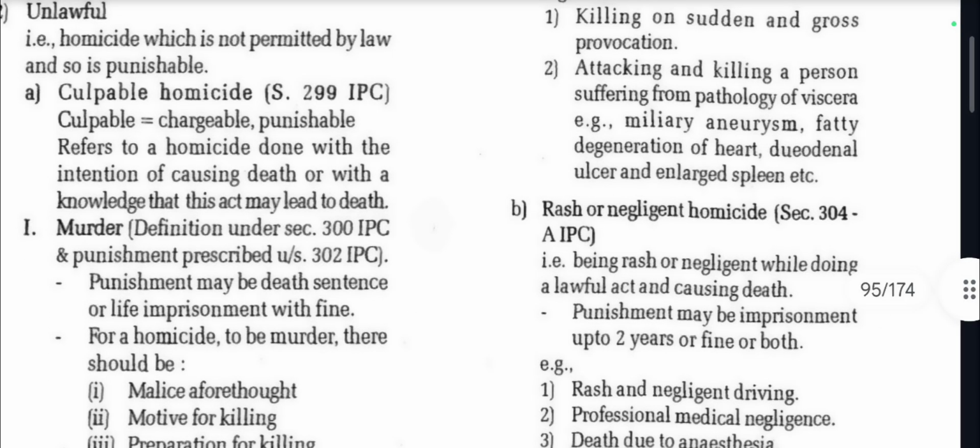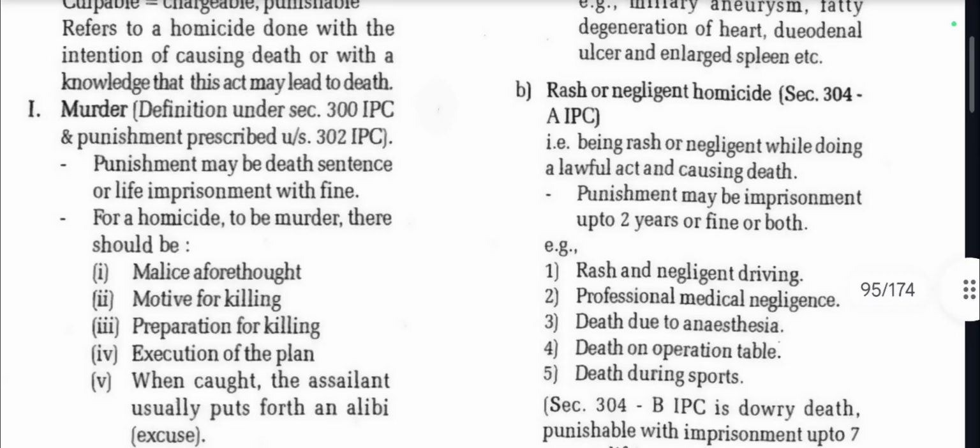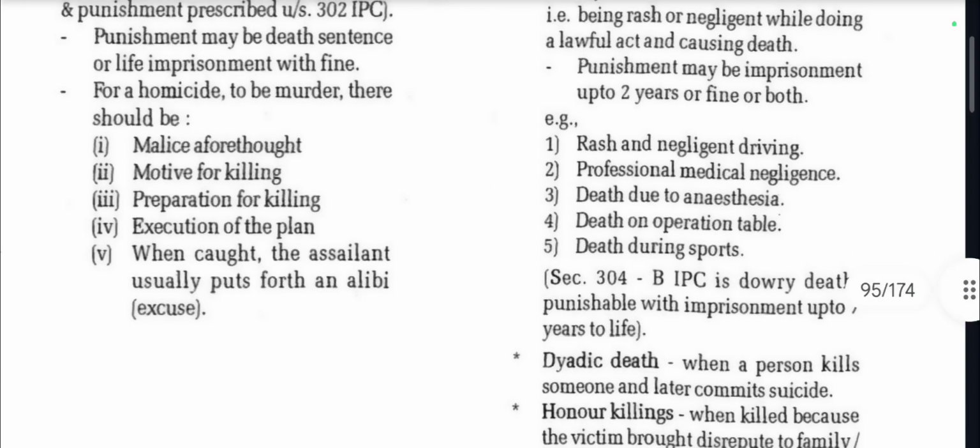What about rash or negligent homicide? Being rash or negligent while doing a lawful act and causing death. Punishment may be imprisonment up to 2 years or fine or both. So, rash or negligent driving, professional medical negligence, death due to anesthesia, death in the operation theatre, and death during sports.